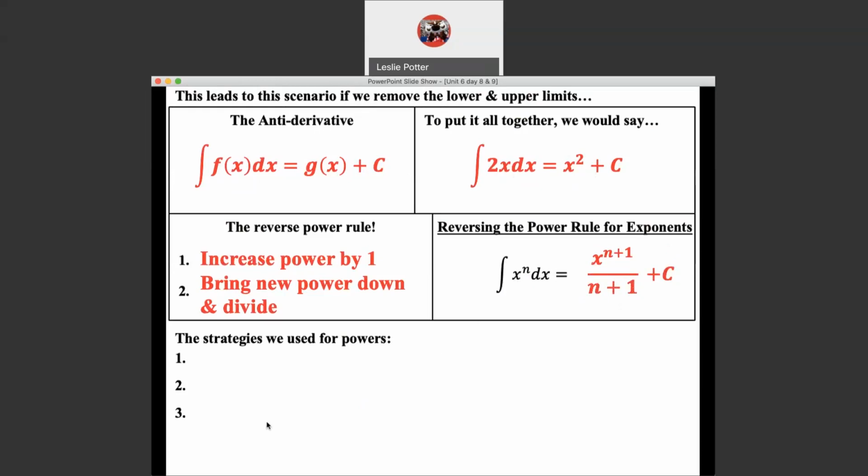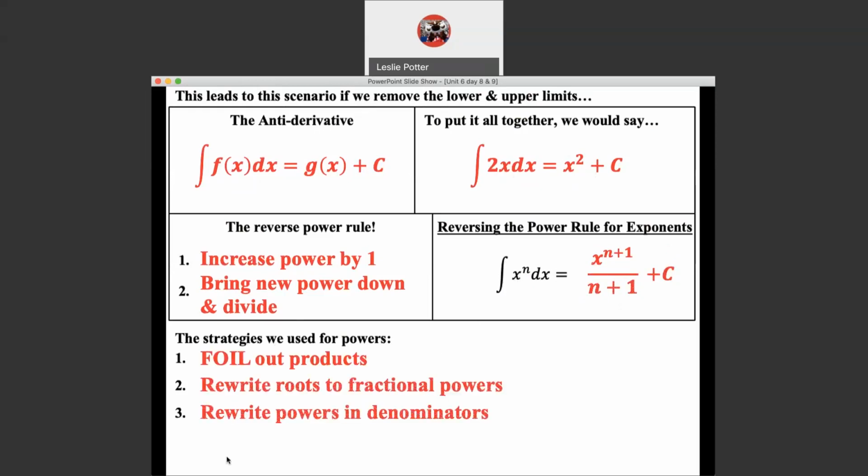So just in terms of specific to the power rule, don't forget these strategies that we used when differentiating. They still apply for antiderivatives as well. If we have something in brackets squared, we're going to FOIL that out. We're going to take roots and convert them to fractional powers so that we can reverse the power rule. We're going to take variables in the denominator, rewrite them as negative powers, so we can use the power rule.